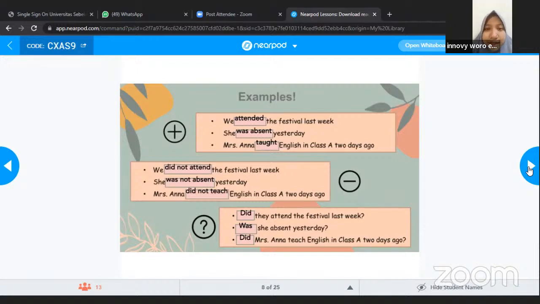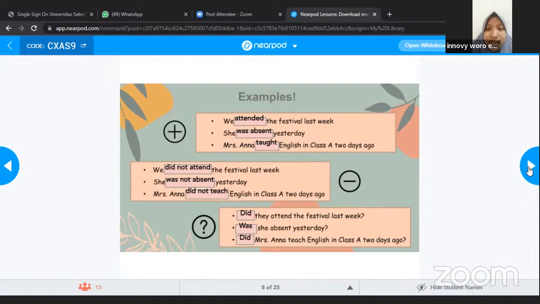From the examples, for the positive sentence, as you see on the screen: we attended the festival last week, she was absent yesterday, and Mrs. Anna taught English in class A 2 days ago. For the negative sentence, we have some examples like: we did not attend the festival last week. She was not absent yesterday, and Mrs. Anna did not teach English in the class 2 days ago.